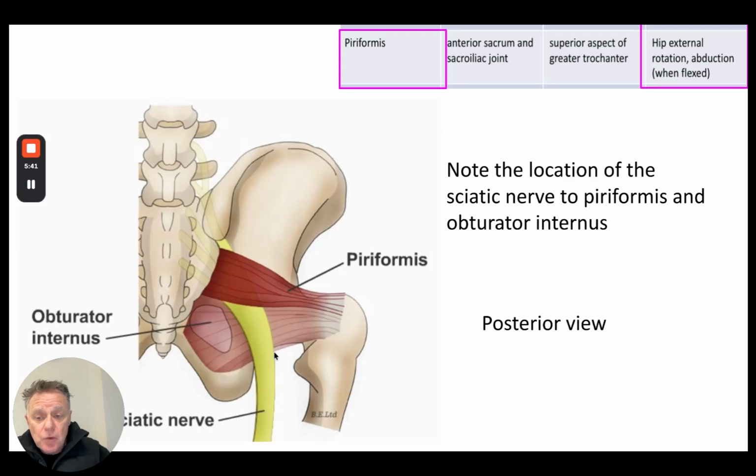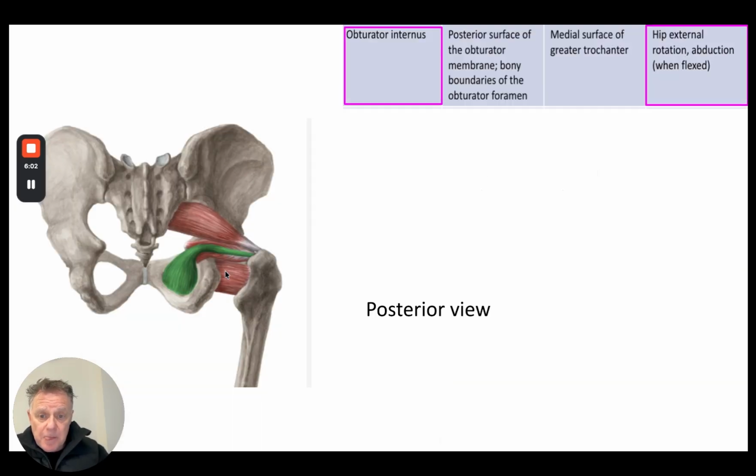So from a clinical perspective, it's important that if somebody is complaining, for example, about low back and or pelvic pain, and they're reporting symptomatology which is reflective of sciatic nerve compression, you do need to separate out the disc pathology from the muscle involvement as well.